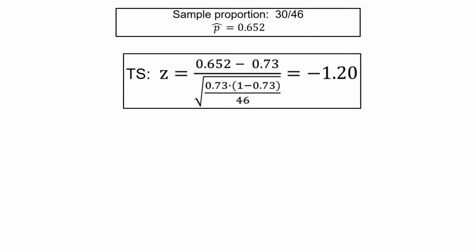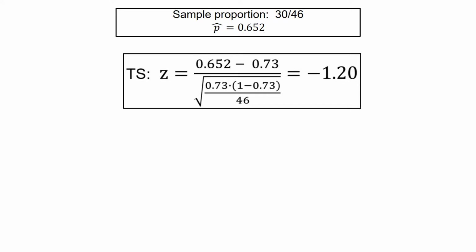Well, what we want to do is standardize our statistic. We want to standardize our p-hat. Our p-hat is 0.65. This is a z-score of negative 1.2. In other words, the sample proportion of 0.652 is 1.2 standard errors below 0.73. We know if the true proportion is 0.73, we'll not always sample and get something right at the true percentage. Usually we'll be around that.